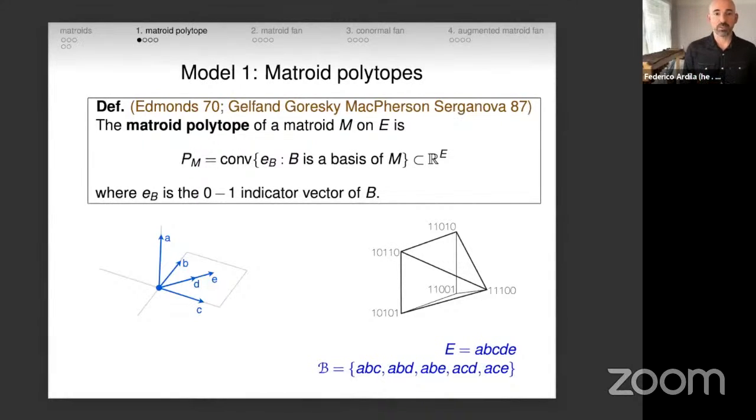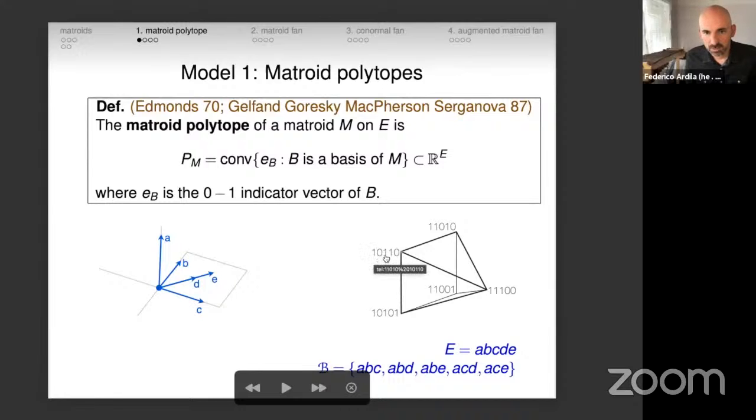So the first example is the matroid polytope. This is a polytope which I construct in the following way. I take my collection of bases, and then I turn each one of these bases into a 0, 1 vector. So for example, A, B, C becomes 1, 1, 1, 0, 0, because A, B, and C are in the basis, and D and E are not. For example, this point right here is 1, 0, 1, 1, 0, meaning A, C, D.